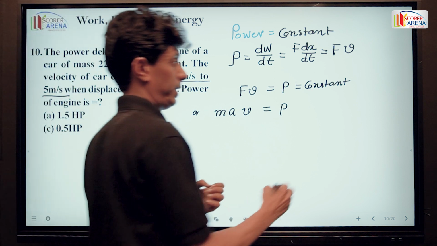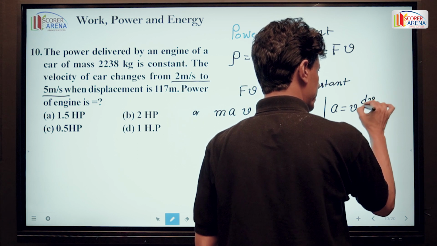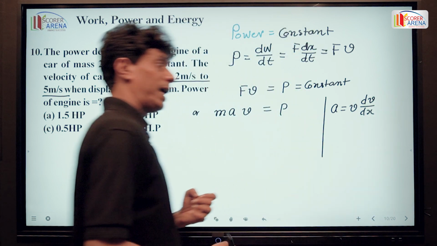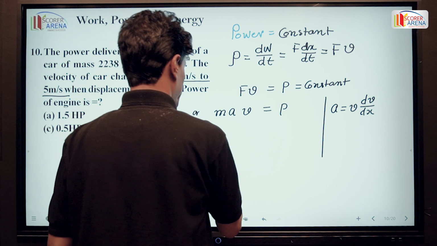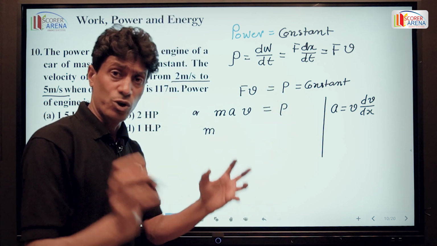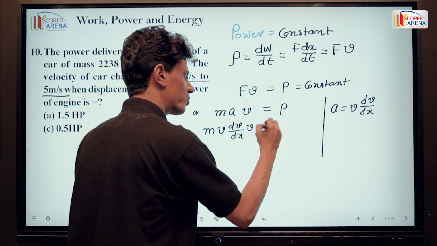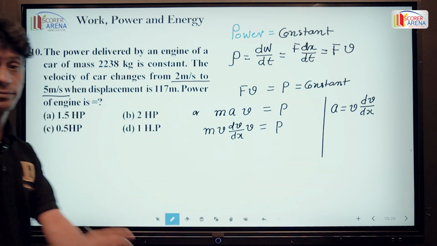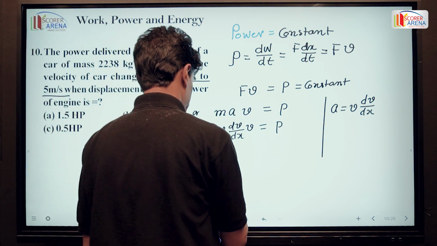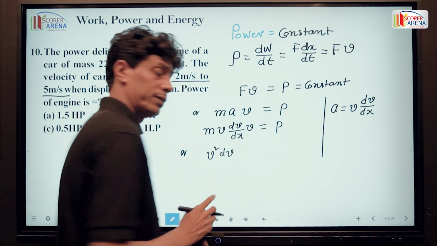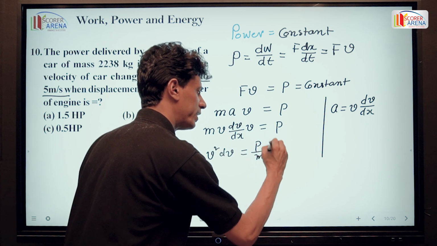So acceleration a is equal to v dv by dx, as was done in the previous problem also. So if we put mass m and acceleration equal to v dv by dx, into v, it is equal to power P. So on calculation, v squared dv can be written as P by m into dx.